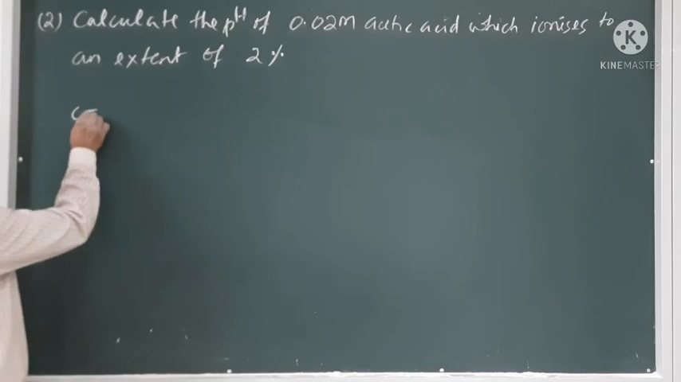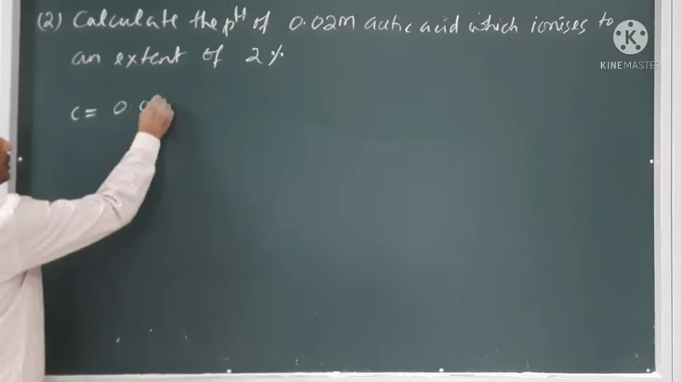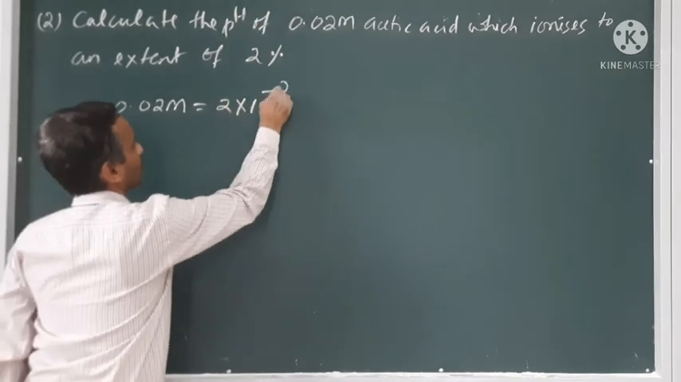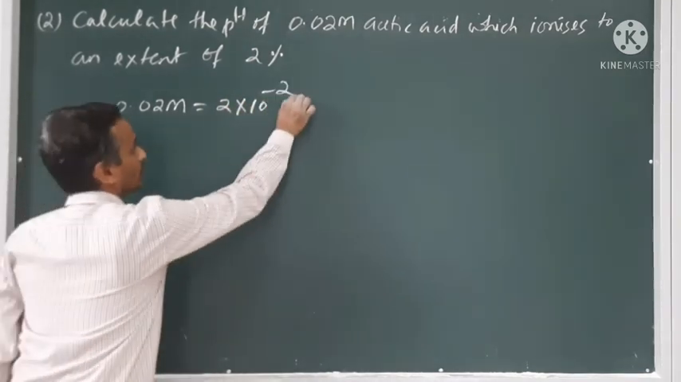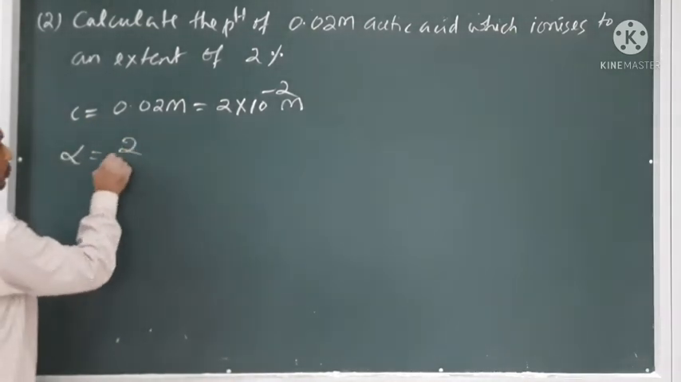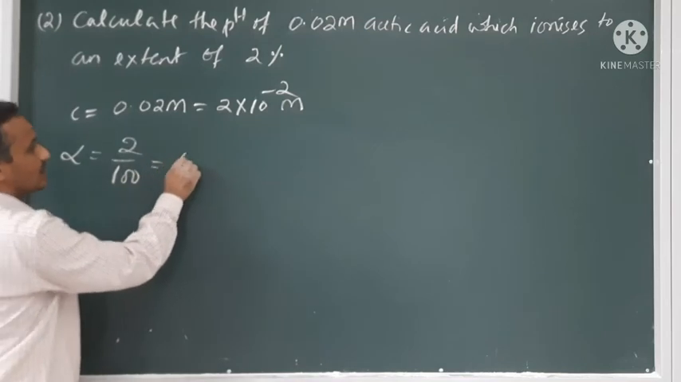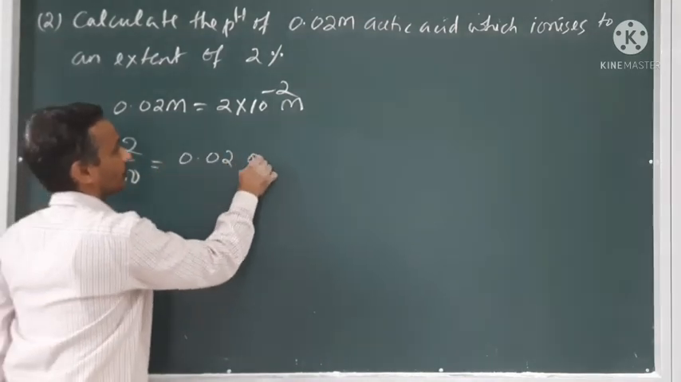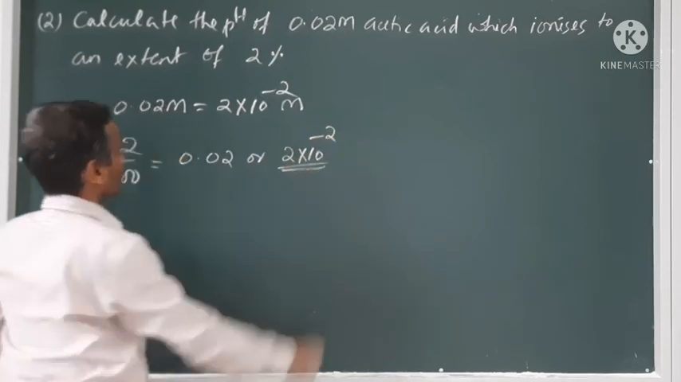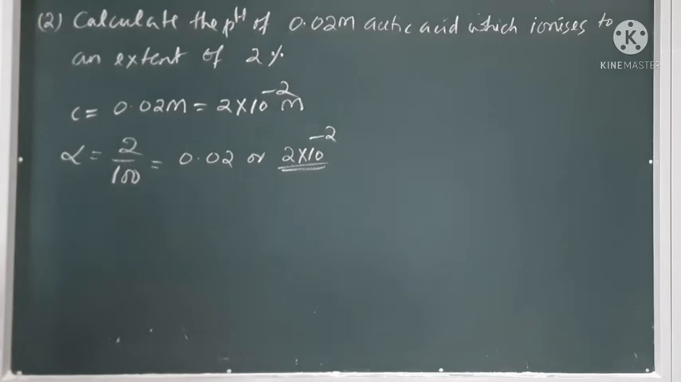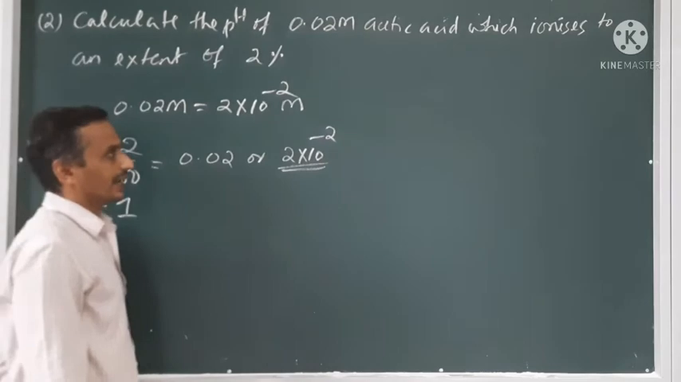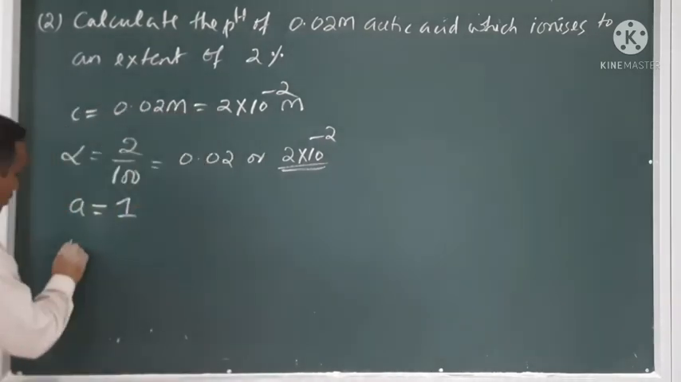pH of 0.02 M acetic acid which ionizes to an extent of 2%. So C is given out. It is 0.02 M, which I can write as 2 into 10 to the power minus 2 here. And alpha is given out, 2 by 100, which I can write as 0.02, or I can write it as 2 into 10 to the power minus 2. This is the alpha value. And acetic acid, A is 1 molecule. So what they ask? What is the pH?